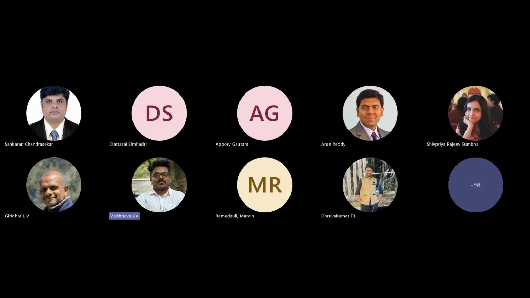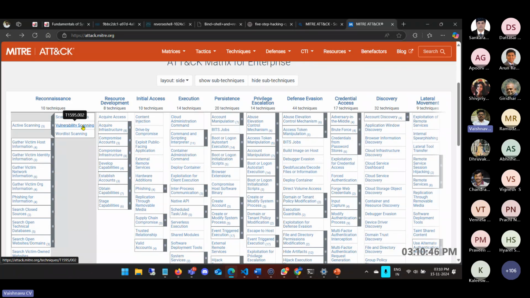What are the available web directories? Based on the web directory, you can do a word list scan. Active scanning in reconnaissance has 10 different techniques. Individual techniques have tactics over here.